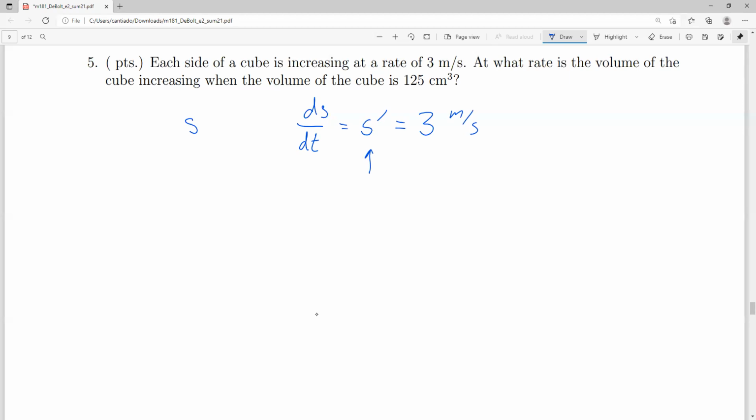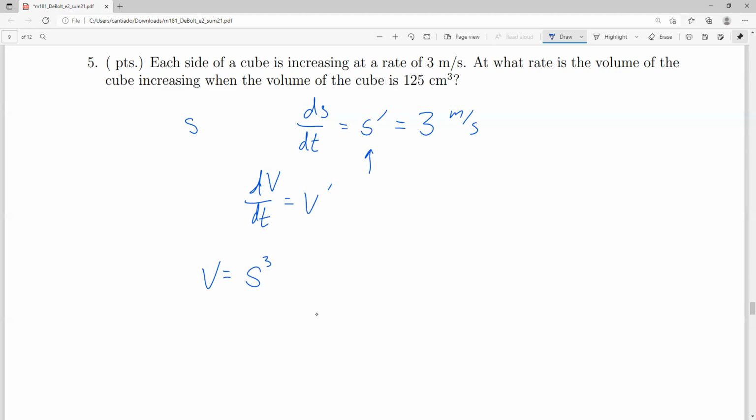So we're trying to find the volume's rate of change, so we're trying to find dv over dt, which I'm going to write as v prime. How do we find that? Well, we're going to need to use the equations that we do know. What is the volume of a cube? Its volume is equal to s cubed.